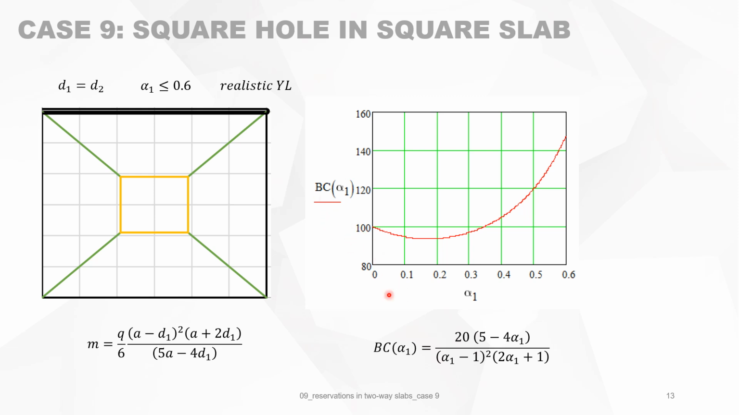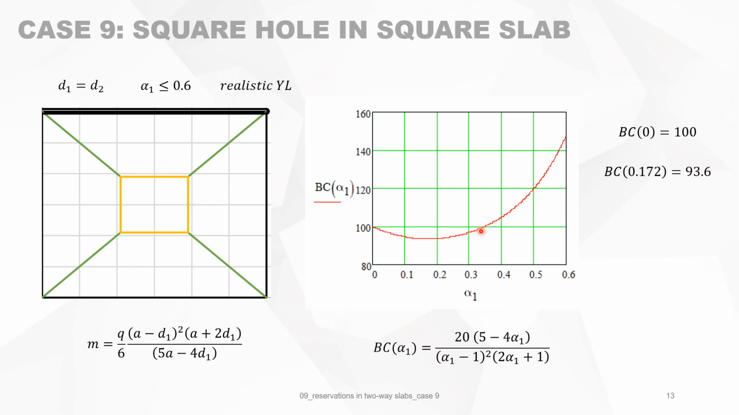Then for the bearing capacity, when you divide everything to make everything dimensionless, like for instance D1 divided by A and A divided by A, you arrive at this dimensionless formula, and then you see that this is the relationship between bearing capacity and the size of the hole. And what is interesting is that when the size of the hole is 0, it means there is no reservation. Then of course the bearing capacity is 100% by definition.